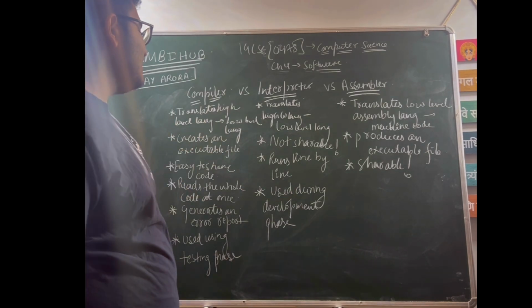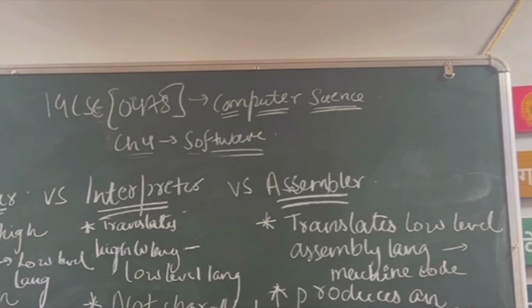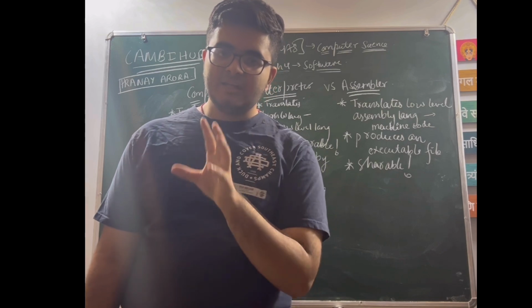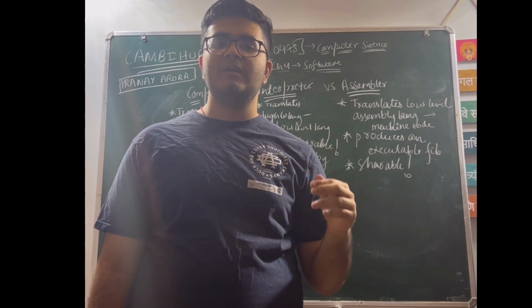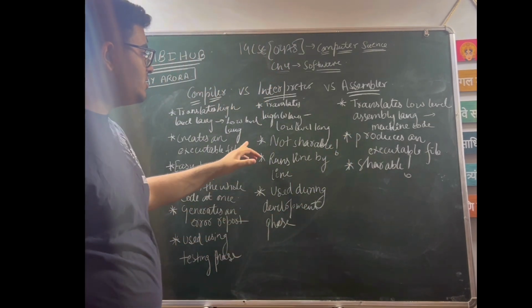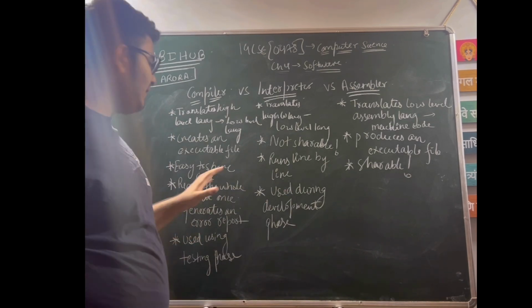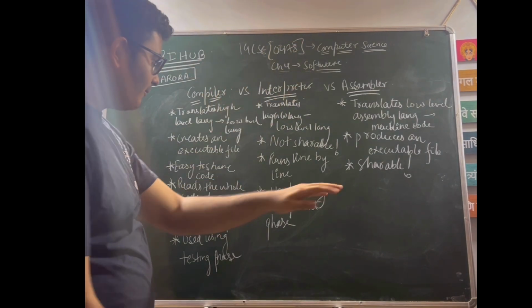Coming on to the interpreter, an interpreter is not shareable. Why? Because if you want to share a code which has been interpreted by an interpreter with another computer, you would need to install the interpreter on that other computer also to run an interpreted code. So it is not shareable, right? It runs line by line. The interpreter, unlike the compiler which runs at once, runs line by line.